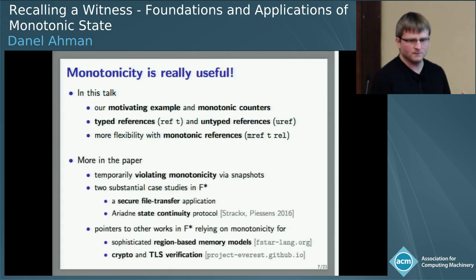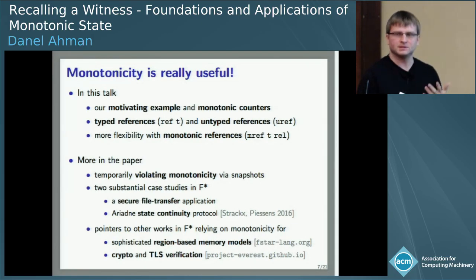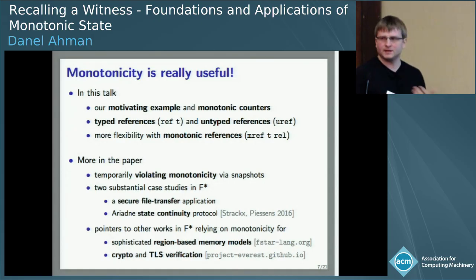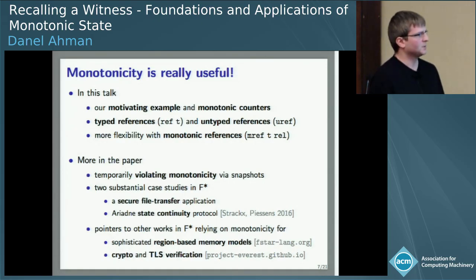But in addition, if you go and look at the paper, there are various other examples. So it's possible to temporarily violate monotonicity constraints. You can find two fairly substantial case studies written up in F star. One is about secure file transfer, the other one is about state continuity. And then there are also various pointers to other works in F star that rely on the kind of monotonicity that you see, including quite sophisticated region-based memory models used in the crypto and TLS verification that's done as part of this project Everest.